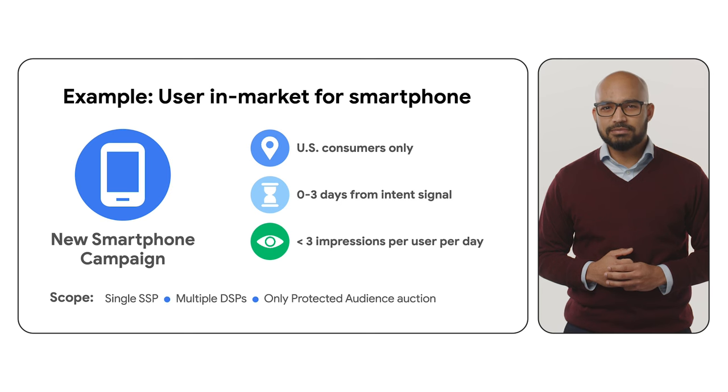And we'll simplify the setup a little bit. There will only be one supply-side platform, or SSP, monetizing the publisher's inventory, working with multiple demand-side platforms, or DSPs. And we won't get into the normal programmatic RTB auction and how it fits with the Protected Audience API. We'll just focus on the Protected Audience auction. At the end, we'll point to other content that covers that.